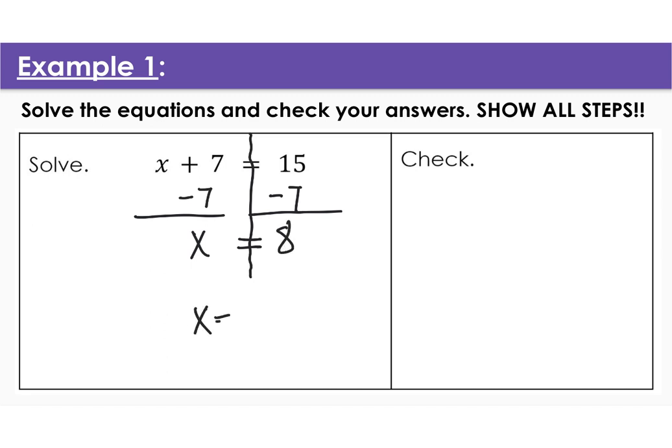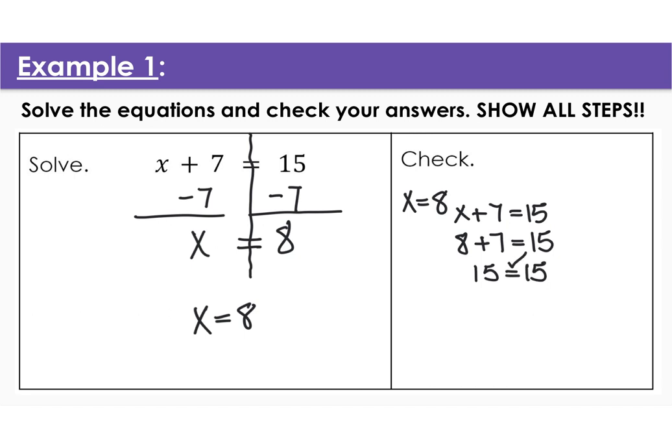So x equals 8. Now to check it, to see if it is a solution, if I have x equals 8, I'm going to take the x out and substitute the 8 in for the x. So I'm going to simplify both sides. 15 equals 15. If 15 equals 15, then x equals 8 is a solution to x plus 7 equals 15.